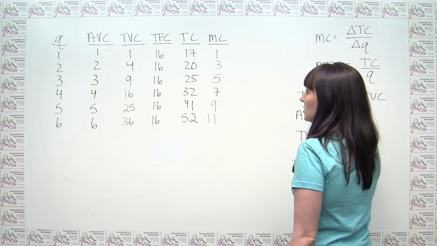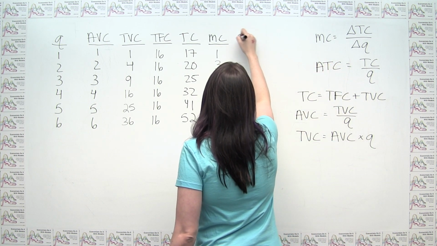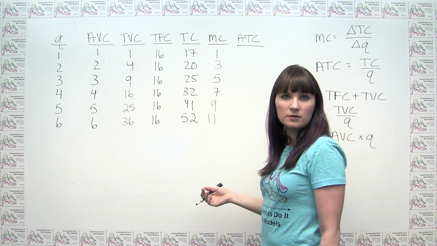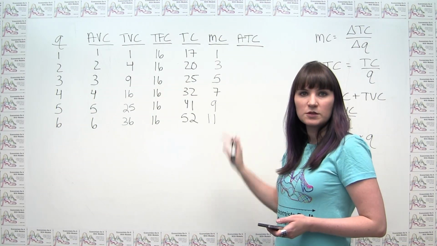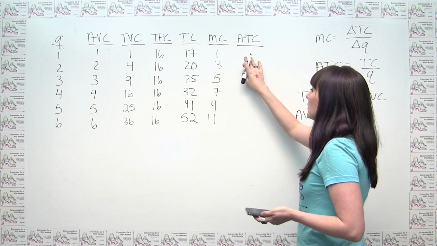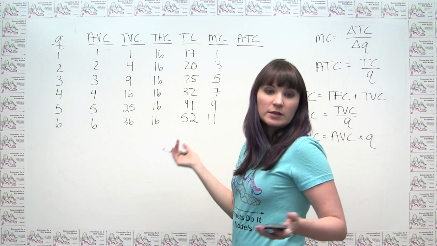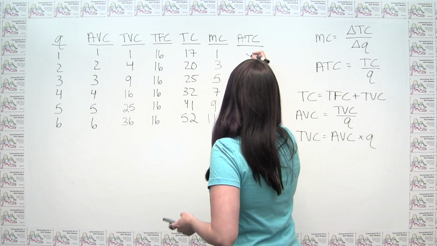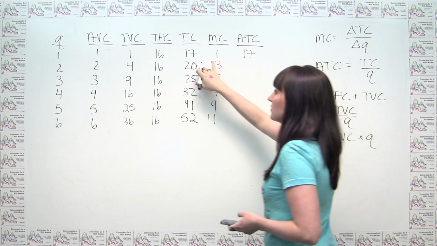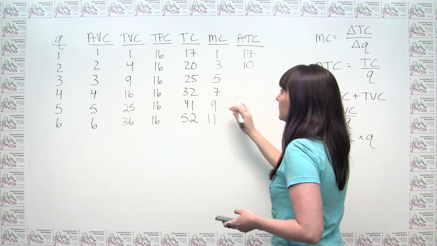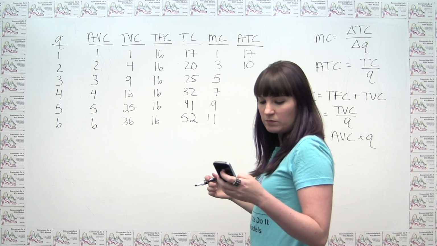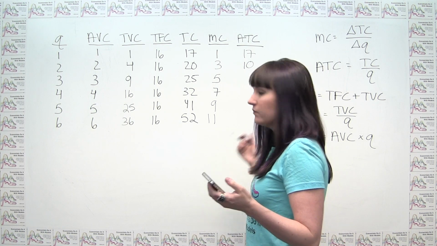We could also do average total costs here by just taking our total cost numbers and dividing by quantity. For these, I had to bring out my trusty iPhone calculator to make sure we're not making a mistake. Average total cost at a quantity of 1 is easy: it's just 17 divided by 1, which is 17. The second one's also pretty easy: a total cost of 20 divided by 2, which is 10. Then we get 25 divided by 3, which is about 8.3 in the third.